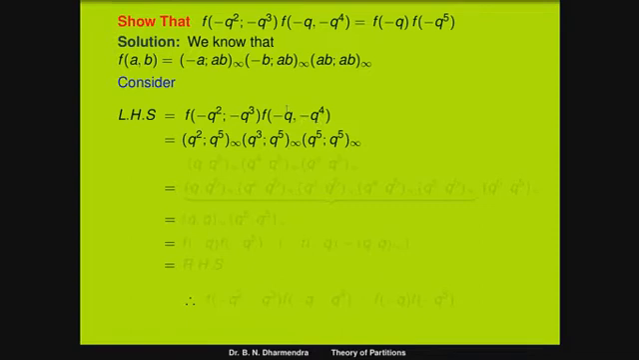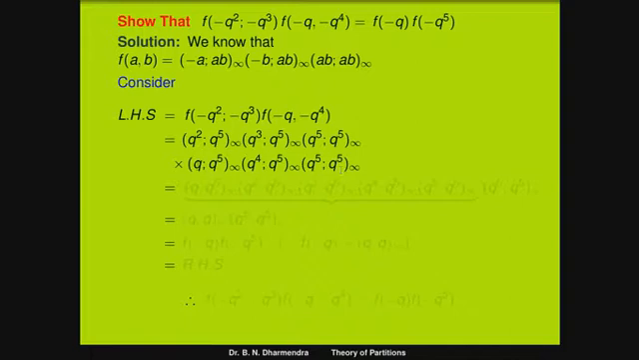the first term is minus q. Minus into minus becomes plus, that is (q^5; q^5)∞. Here also we want to add the power. A into b means that is (q^5; q^5)∞. The next one is minus b, that is (q^4; q^5)∞, and (q^5; q^5)∞. Now we have to group the terms.